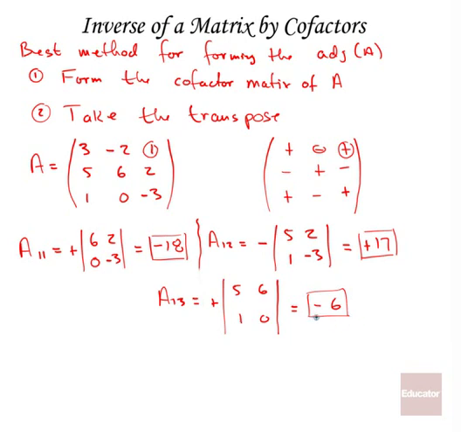Now let's move to the second row. We want to find A21. It's a negative sign. The entry here is a 5. We knock out that row and that column, and we're left with -2, 1, 0, -3. That determinant is equal to -6.